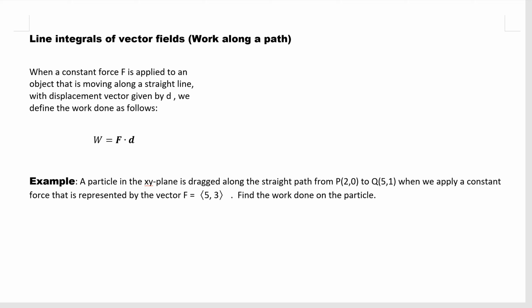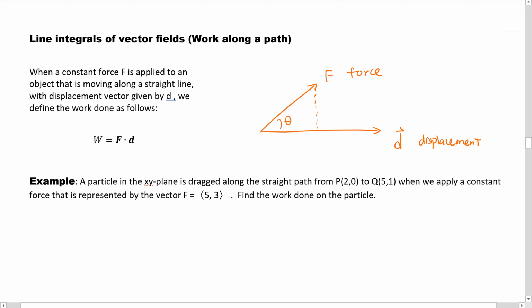So we have this is D, that is the displacement. And if F is the force, then the work done is F dot D. You can think of it this way: if this is theta, what is the component of the force in the same direction as D? Well, that component is the force times cosine theta, right?